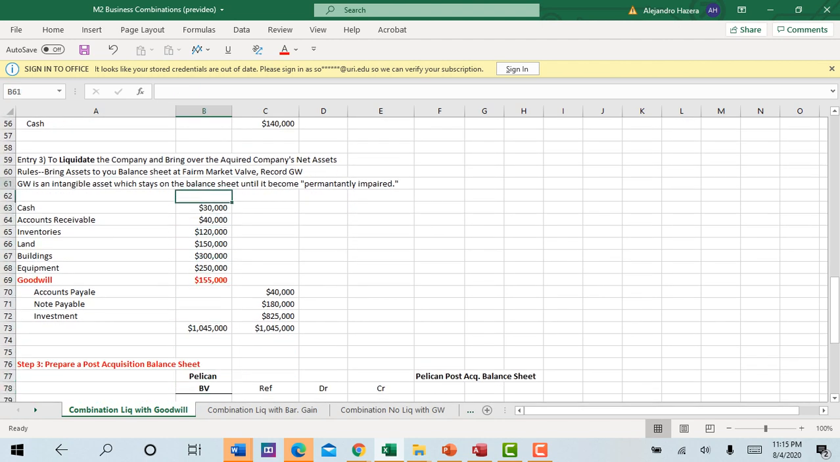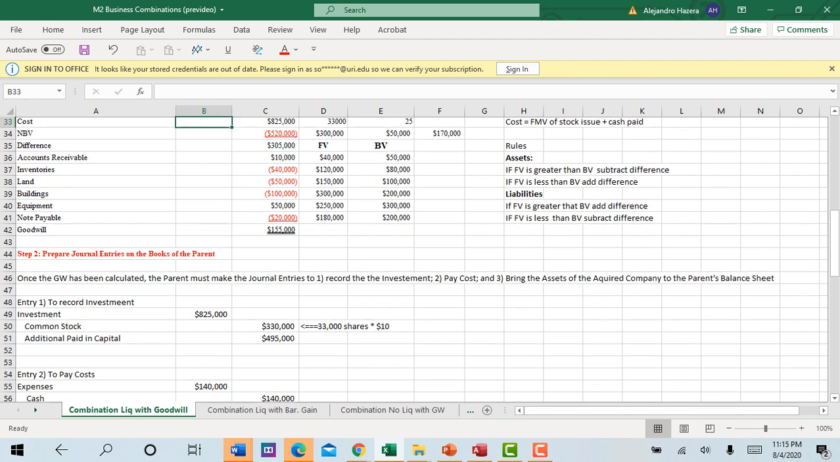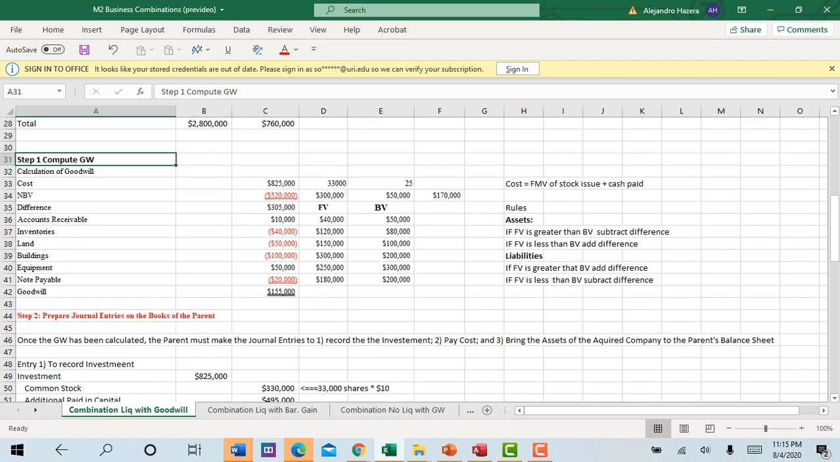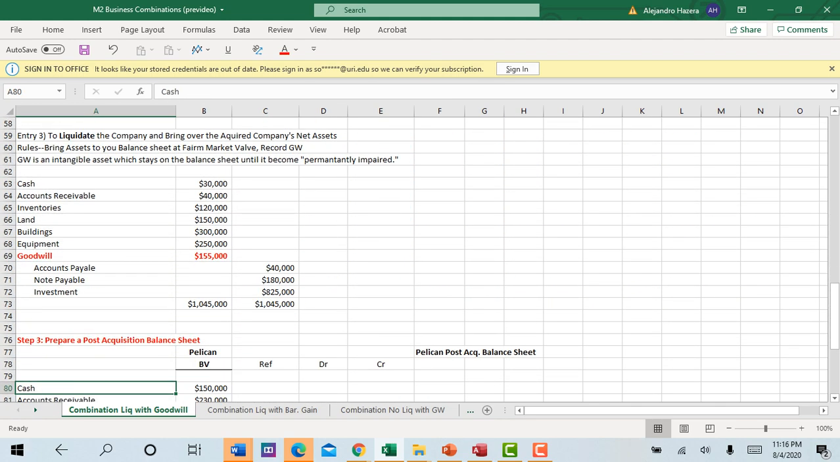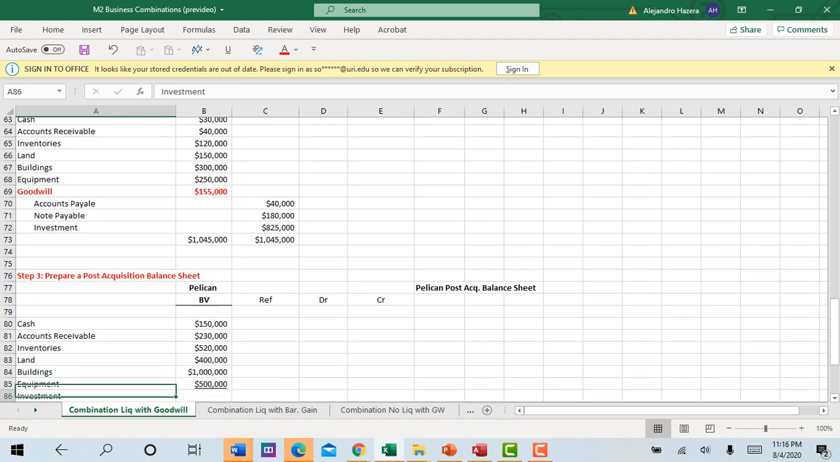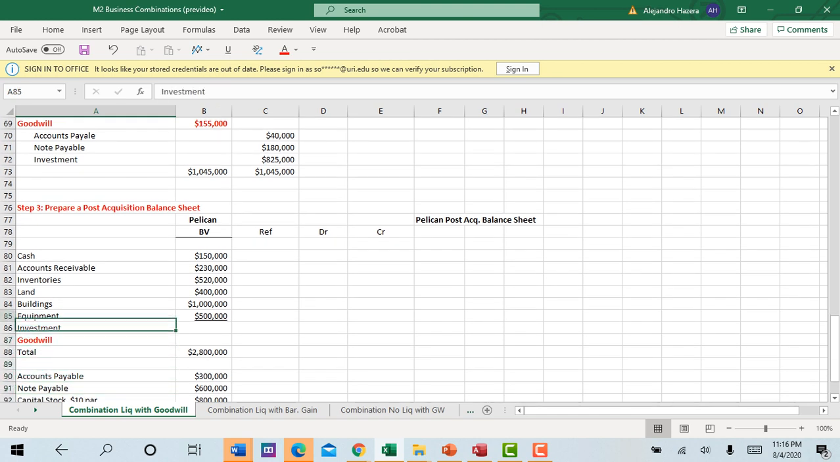So step one, compute goodwill. Right there. Step two, I can put that in red too, is prepare the journal entries on the books of the parent. The parent is buying some stock and then liquidating the other company. The final thing is prepare a new balance sheet. Hopefully I'll have enough time in my computer room or other space. That's why I'm going a little fast on this one.